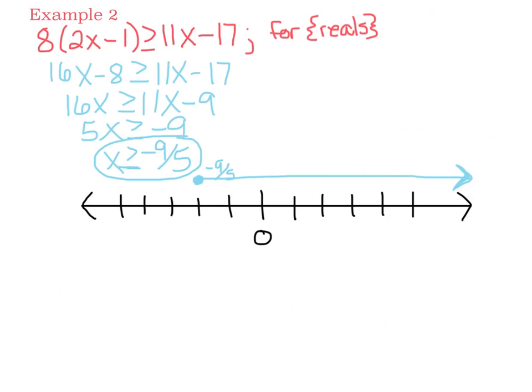9/5. Then when we write our solution, we're going to say the lower bound, the left bound, is negative 9/5, comma, and the greatest bound over here, there's an arrow, so infinity. It does touch negative 9/5, so we put a hard bracket on it. And then infinity we do not touch, so we put a soft bracket.